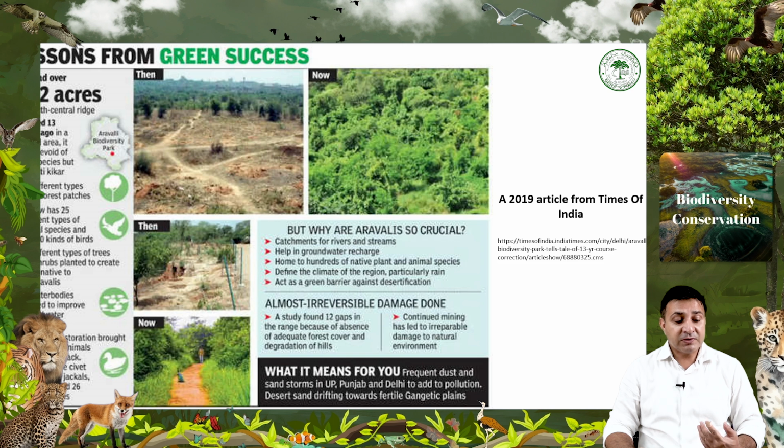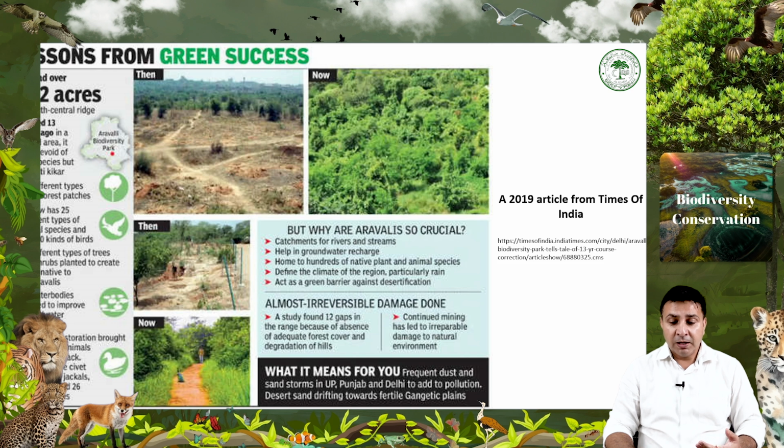A number of different types of trees and shrubs are also planted to create native species in the Aravallis, and water bodies are also created to improve the groundwater. Natural restoration has brought a number of animals and reptiles back to these Aravalli Biodiversity Parks. This includes seabirds, cats, golden jackal, mongoose, and about 26 reptile species.